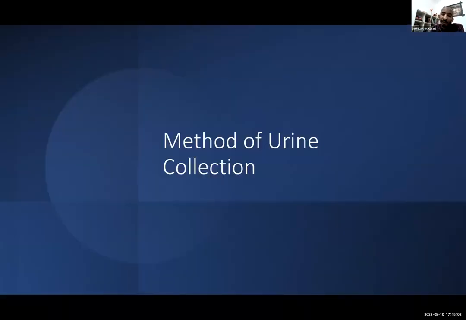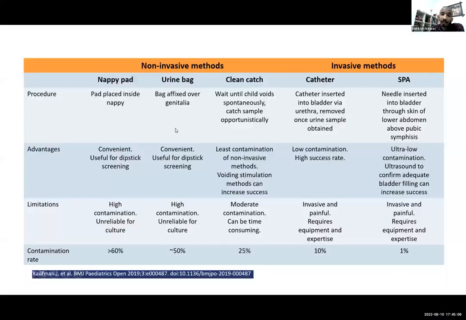So we move on to methods of urine collection in children who are suspected to have UTI. Methods of urine collection can be divided into non-invasive methods and invasive methods. The non-invasive methods are nappy pad, urine bag specimen, and clean catch urine. These are non-invasive, and usually in a patient who is suspected to have UTI, avoid doing nappy pad or urine bag, okay? Because the risk of contamination in these methods is very high, and it is not reliable.